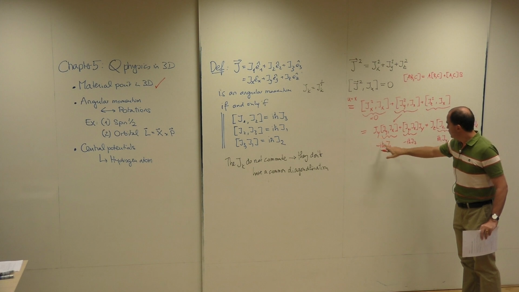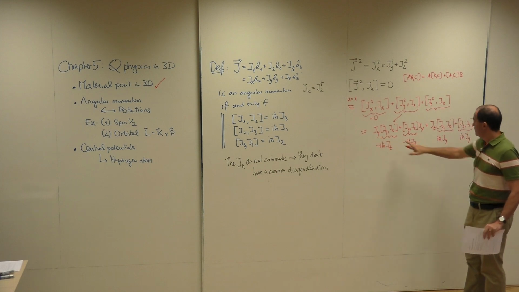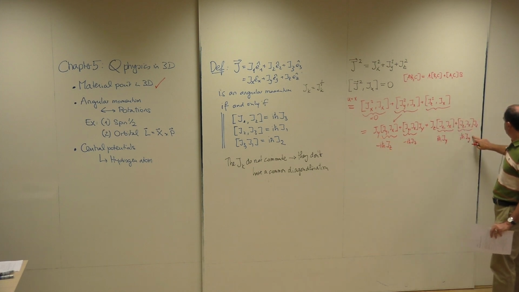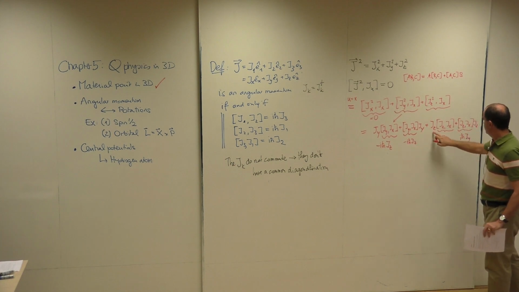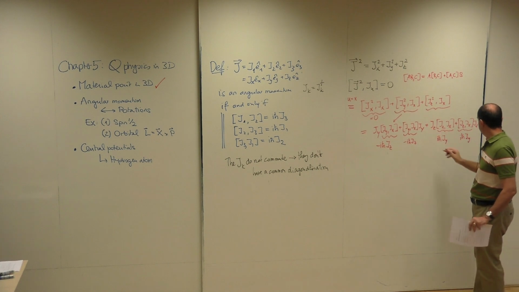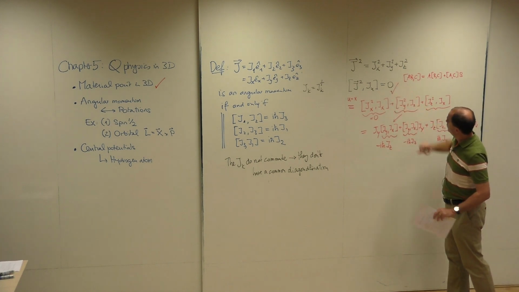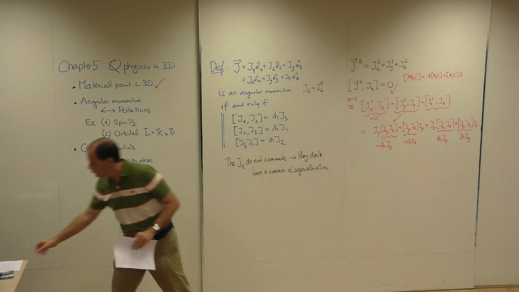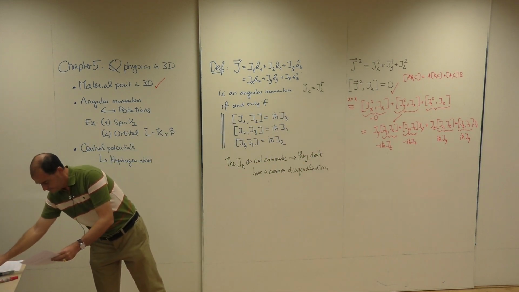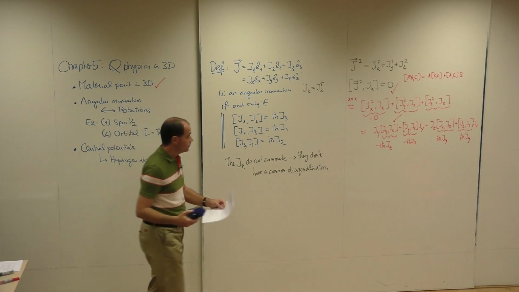Here I have JY, JZ with a minus sign, JY, JZ with a plus sign, JZ, JY with a minus sign, JZ, JY with a plus sign. So indeed, we prove that this is 0. And of course, by symmetry, it would be the same for every other component. Okay.